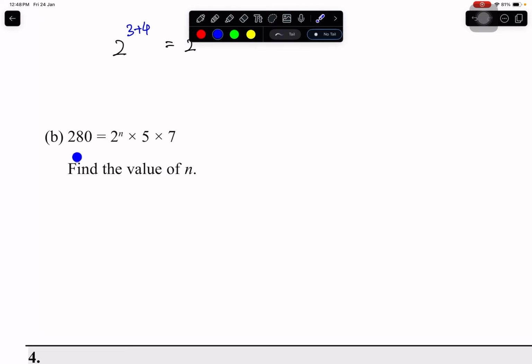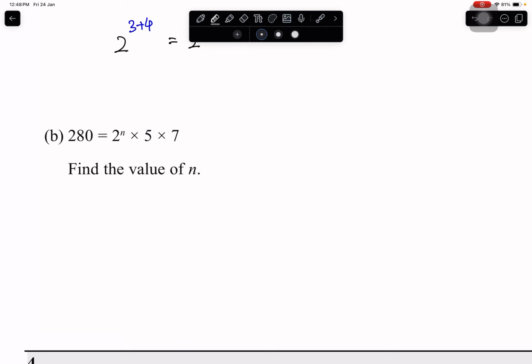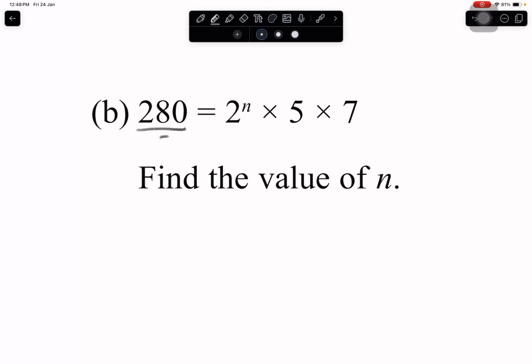Okay, now find the value of n. 280 equals 2 to the power of n times 5 times 7. The first thing we can do is divide it by 5, right? So that we can cancel out the 5 on the right-hand side.